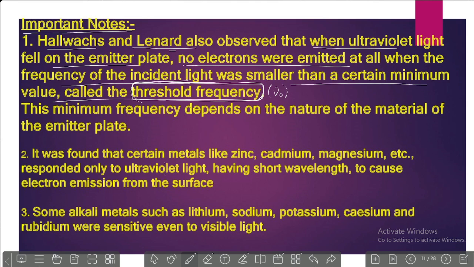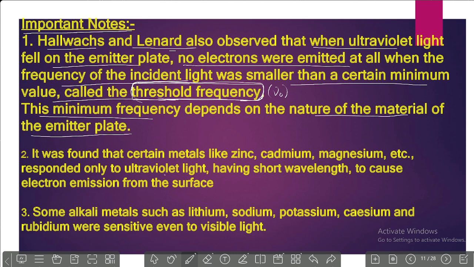Now next, this minimum threshold frequency depends on the nature of the material of the emitter plate. Whatever emitter plate we have taken, from where electrons are emitting, if light falls on that, not all light will emit electrons. It will emit electrons only if the incident frequency is greater than nu naught. So that is the conclusion we are getting here. The existence of threshold frequency is coming, and we'll define what the threshold frequency is in these important notes.